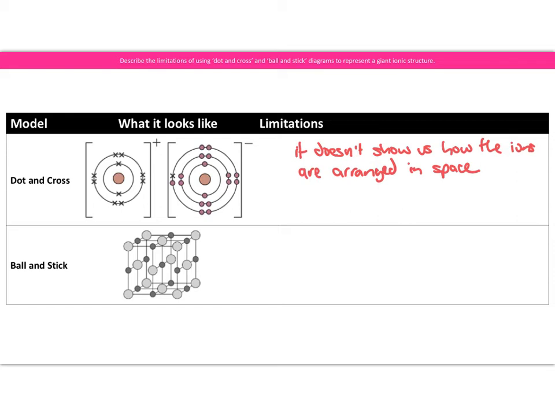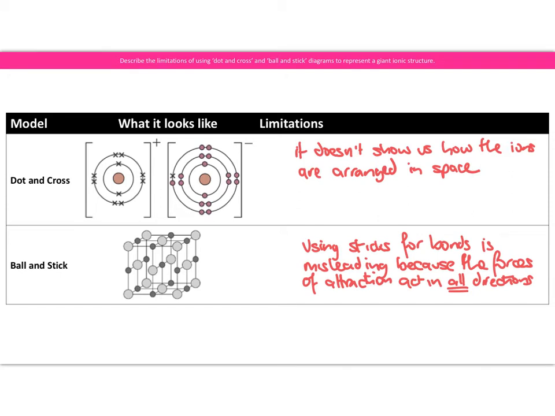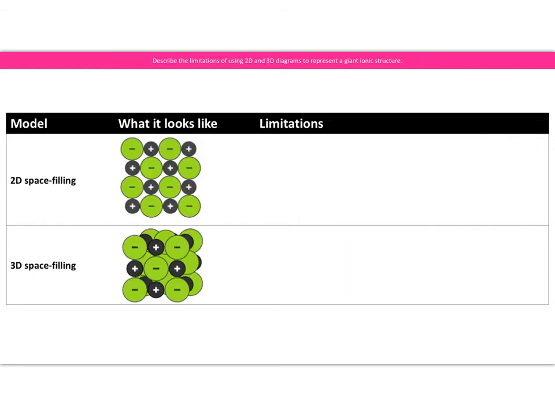But using sticks for bonds is incredibly misleading, because what we've got to understand is that the forces of attraction between ions act in all directions, not just simply north, south, east, west, or up, down, left, right. They act in all directions. It also seems to suggest that there's a lot of space between the ions too, which isn't the case.